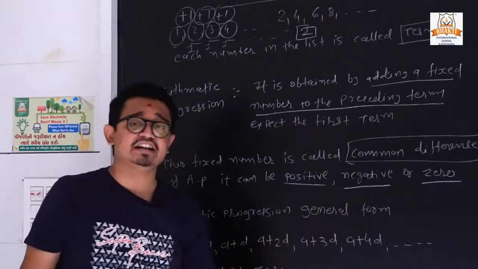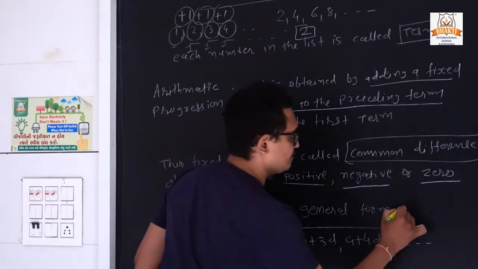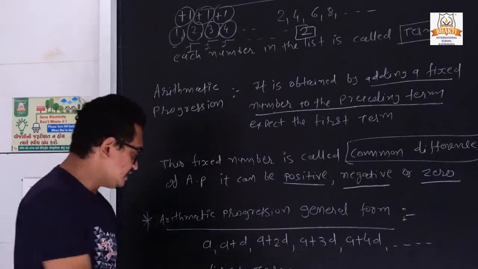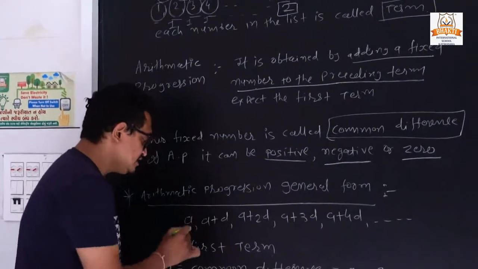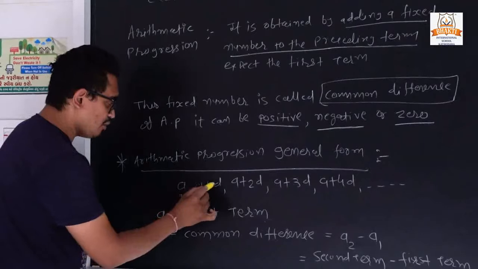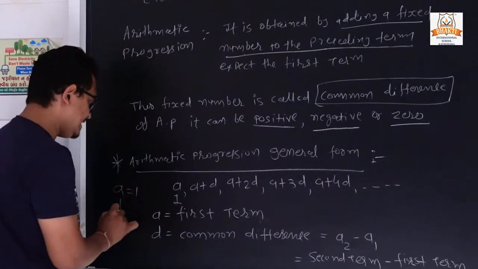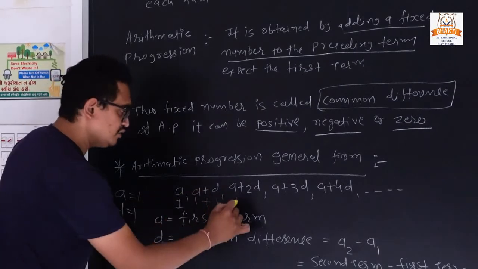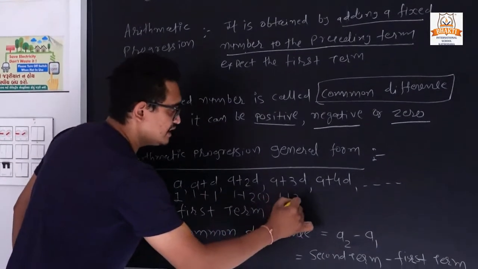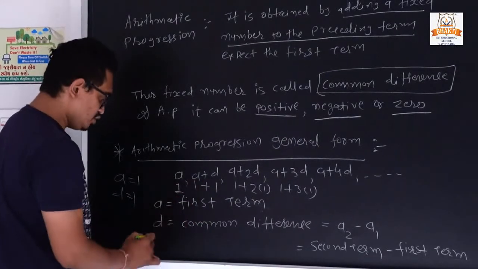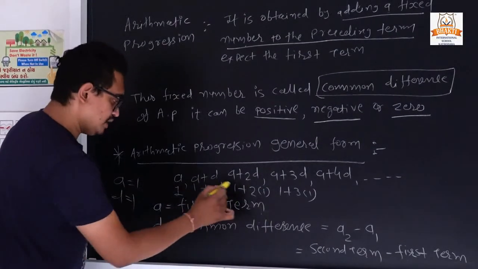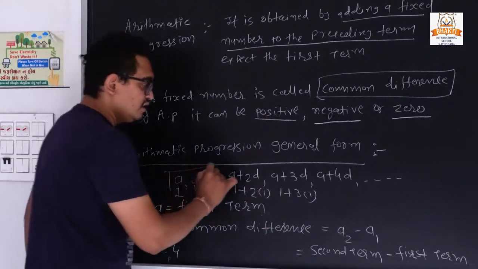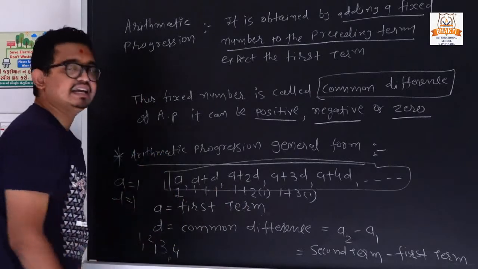Now the general form of arithmetic progression. What is the general form? See that, a, then a plus d. Suppose the first term is 1 and our common difference is also 1, so a is equal to 1 and d is equal to 1. So a is equal to 1, then 1 plus 1 is 2, then 2 plus 1 is 3, then 3 plus 1 is 4. So this is the general form of any arithmetic progression.